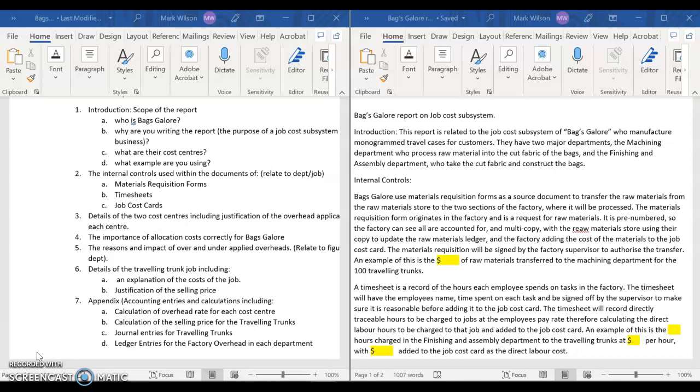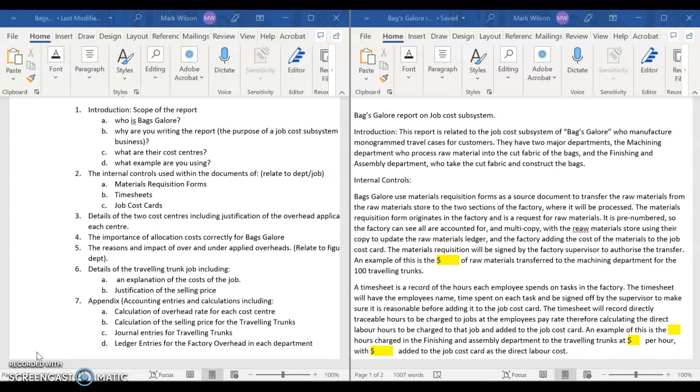So we'll go through the first part. The first part, page 279 in your report, is giving you who is Bags Galore. So really you've got in the blue there what you'll just type up: Bags Galore manufactures suitcases, and the two cost centres are the machining and finishing department. So basically that's what the first introduction is. Note that the introduction is not long. There's not many, if any, marks for here, but it's important you have it for your report. Also, why are you writing this report? The reason to write this report is to understand the importance of accurately costing jobs.